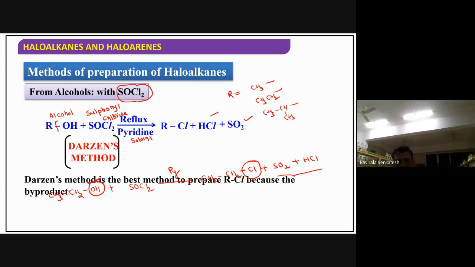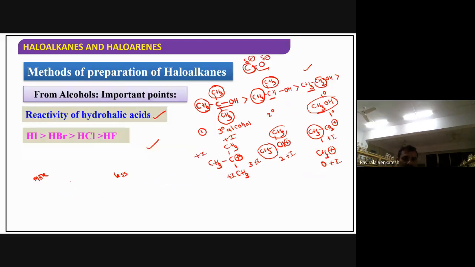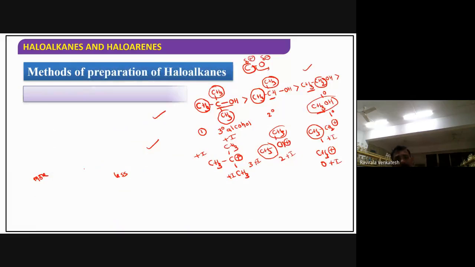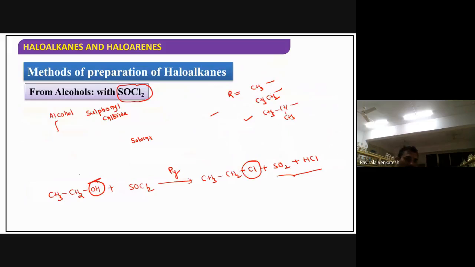Now let me see here. You have seen some reactions. Just now we have seen some reactions. You have seen some reactions in the previous case with HX, the Lucas reagent. But if you observe, which method is a very good method to get chloroalkanes?